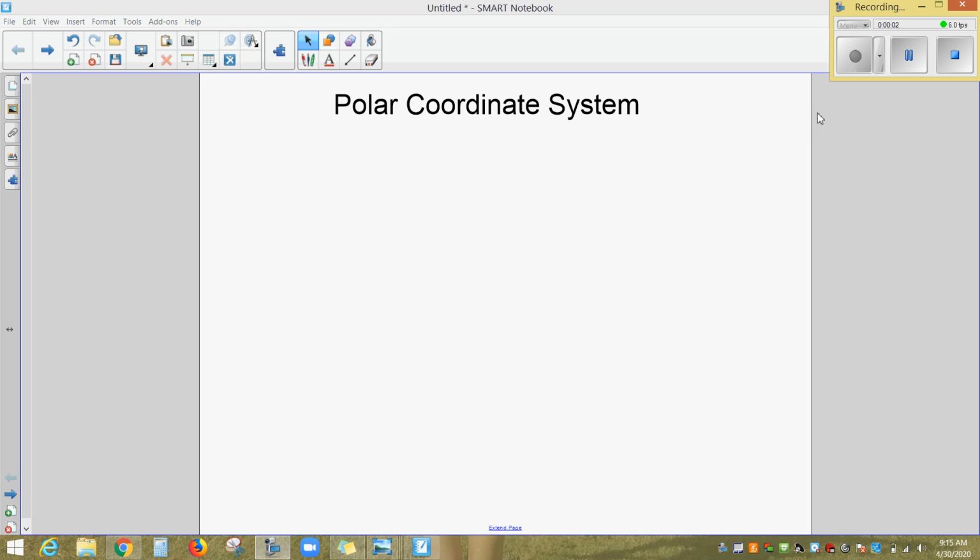In this video, we're going to talk about a new coordinate system, which is the polar coordinate system. We're used to working in rectangular coordinates where we have an x-axis and a y-axis, and we move in a grid system around the board. When we're working with a polar coordinate system, in place of the origin, we're going to have a single dot that we call the pole.